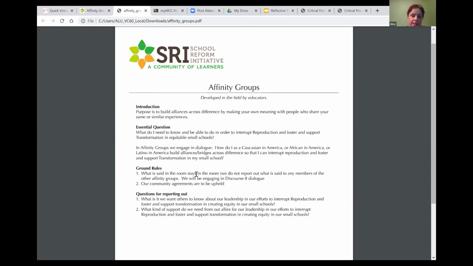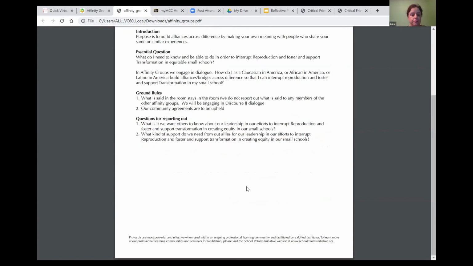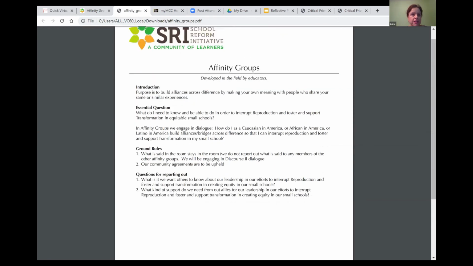Okay, ground rules, what stays in the room. Anjali referred to agreements at the start of our presentation. And one of the most common agreements is confidentiality. So what goes on in the room stays in the room, and we don't share out, and that helps build trust. I'm not as familiar with this one.